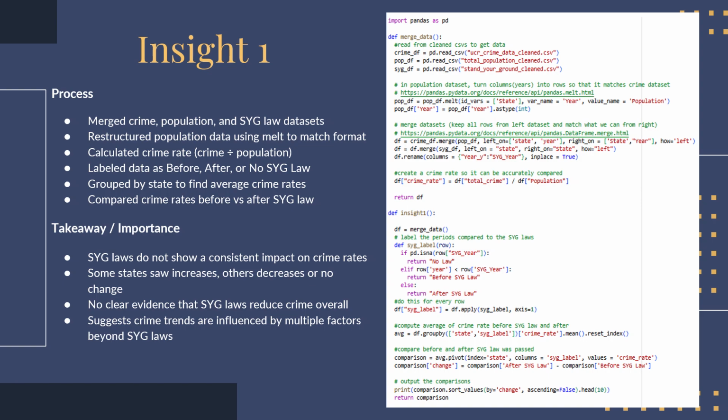So for the data analysis, for Insight 1, we were mostly going for being able to compare states without Stand Your Ground and before and after. So we merged all of the crime, population, and Stand Your Ground law data sets, and then we calculated the crime rate, and then we had a before, after, and no Stand Your Ground law column, and then we calculated the change to see whether crime rate increased or decreased after it was passed.